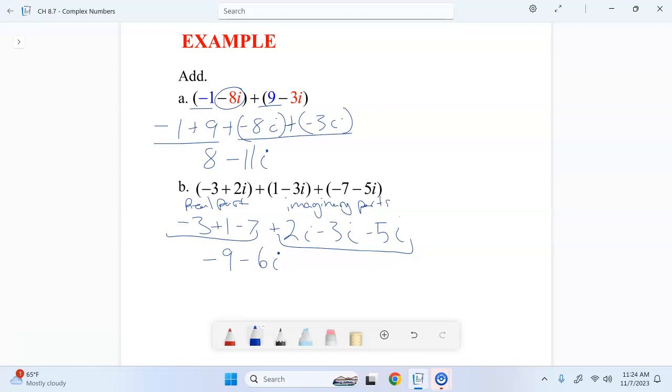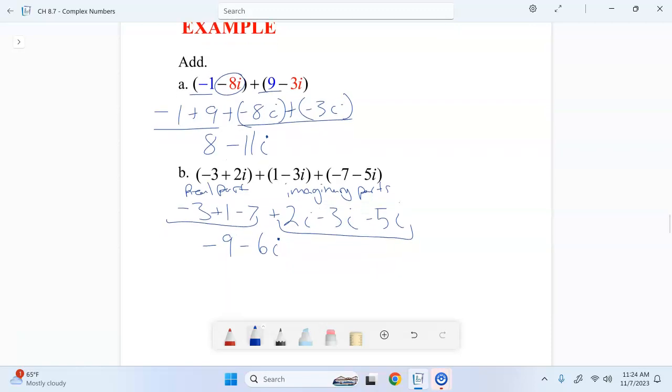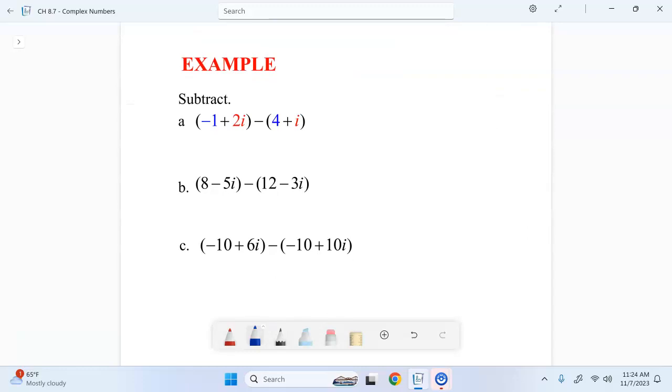Combining. What's the extra step we have to do when we are subtracting? Make sure you distribute the negative. Negative 1 plus 2i minus 4 minus i. And then we can combine our like terms. What are my two real parts? 4, and I add those to get negative 5. And my non-real parts to get just i plus i. Okay. Go ahead and do the same thing for b and c.